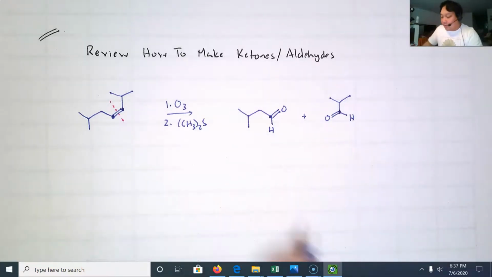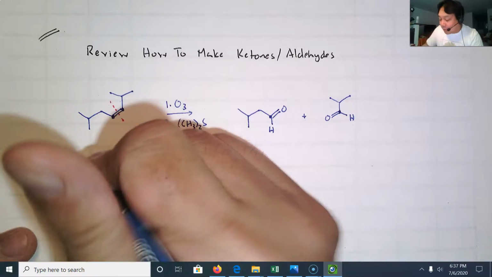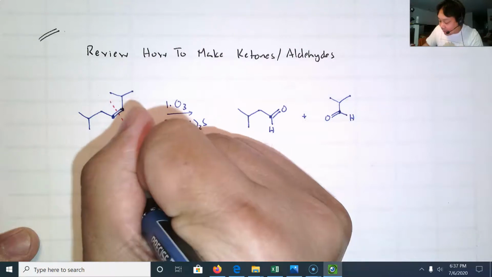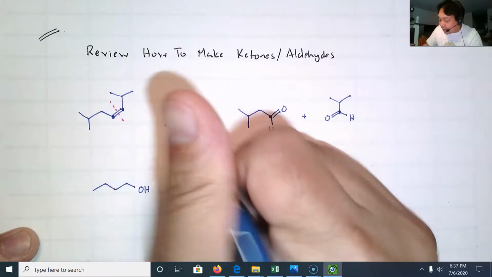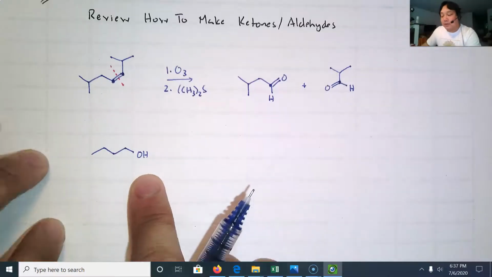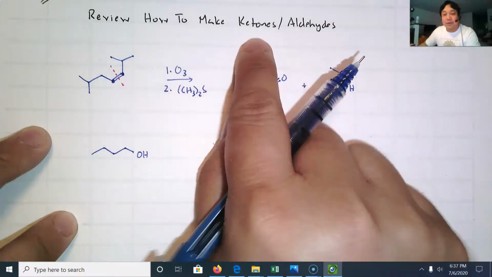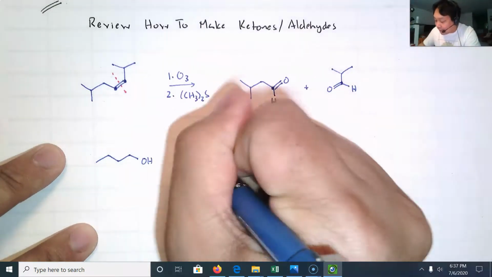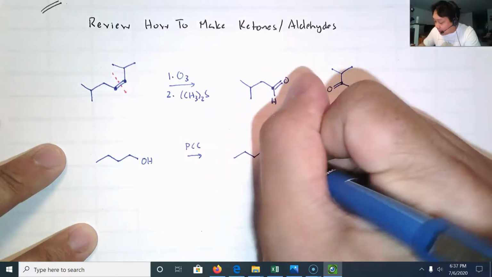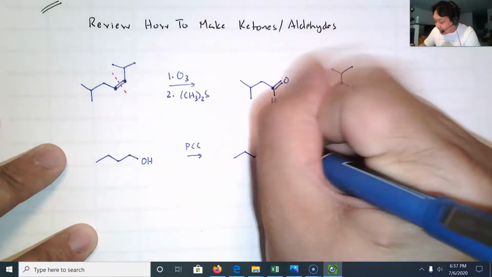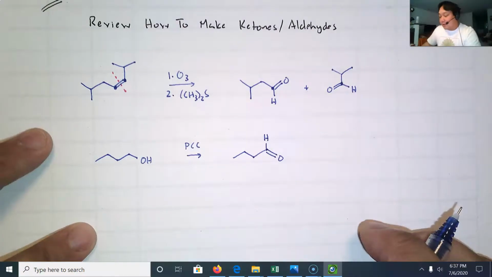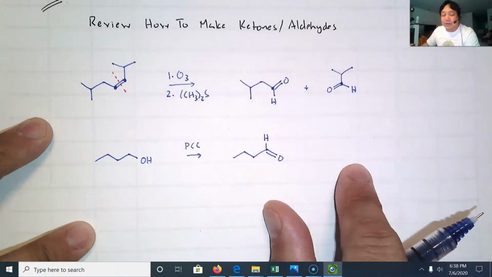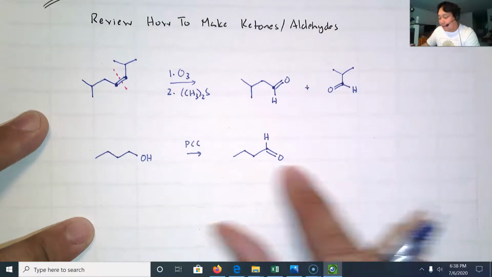But here's your one way to make carbonyl compounds: ozonolysis. The other way, very recently, in Unit 1, we could do oxidation. So let's take a primary alcohol. We can't oxidize it all the way to the carboxylic acid because I want to make a ketone or aldehyde. I'm going to use PCC. This is review from Unit 1. And my aldehyde looks like this. You can't use chromic acid or Jones oxidation because you'll bypass the aldehyde and make the carboxylic acid. We have here the aldehyde.